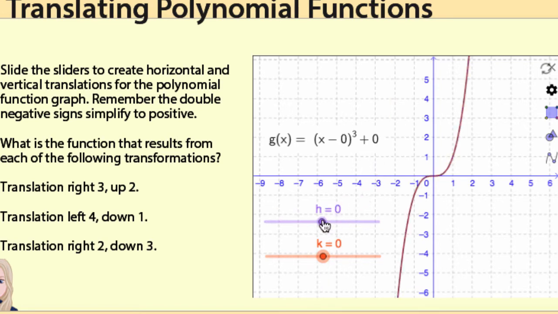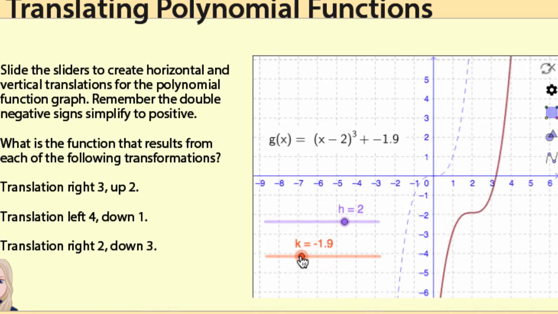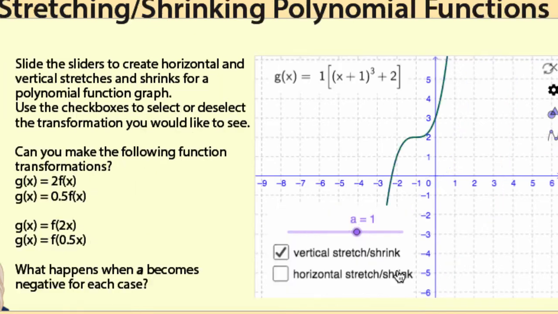Translation right 2, down 3. So right 2, h goes 2 to the right, x minus 2 in the parentheses, and then down 3, k goes negative 3. So there's the resulting function. g of x equals x minus 2 to the third power, and then minus 3, because the plus minus simplifies to a negative. Next is vertical stretches and vertical shrinks.